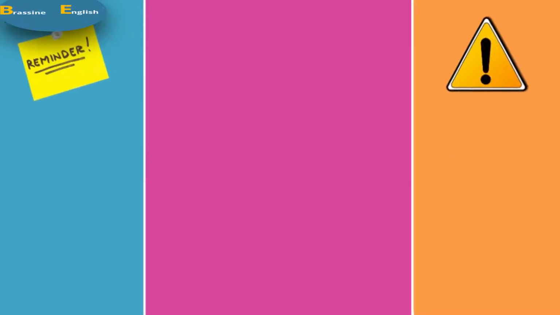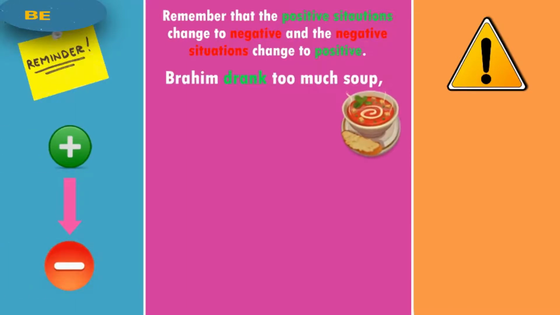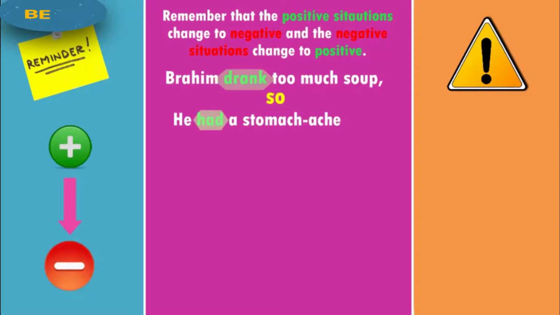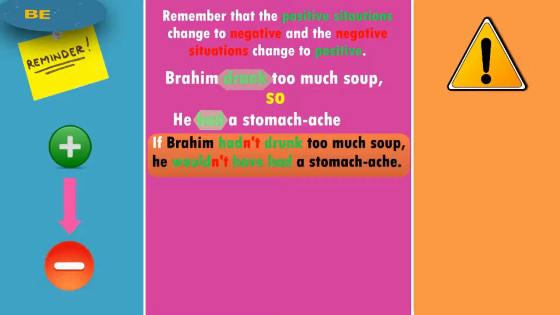There is something that I wanted you to remember. Remember that positive situations change to negative and negative situations change to positive. For example, Brahim drank too much soap, so he had a stomach ache. If you notice here, the verbs drank and had are positive verbs. So when we use conditional type 3, we're going to use them in the negative form. We're going to say, if Brahim hadn't drunk too much soap, he wouldn't have had a stomach ache.